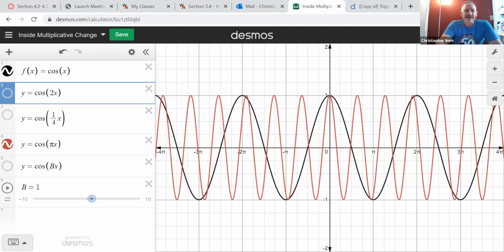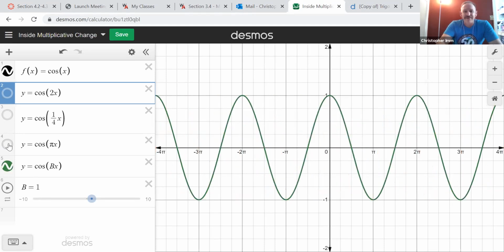Okay, what do you think is going to happen if I make my b negative? What do you think is going to happen there? Kai, I saw you saying something. It's going to be a reflection, right? A reflection across which axis? Show me with your fingers. The x-axis. No, wait, that was the one with the outside change. Oh, okay, the y-axis. There we go.